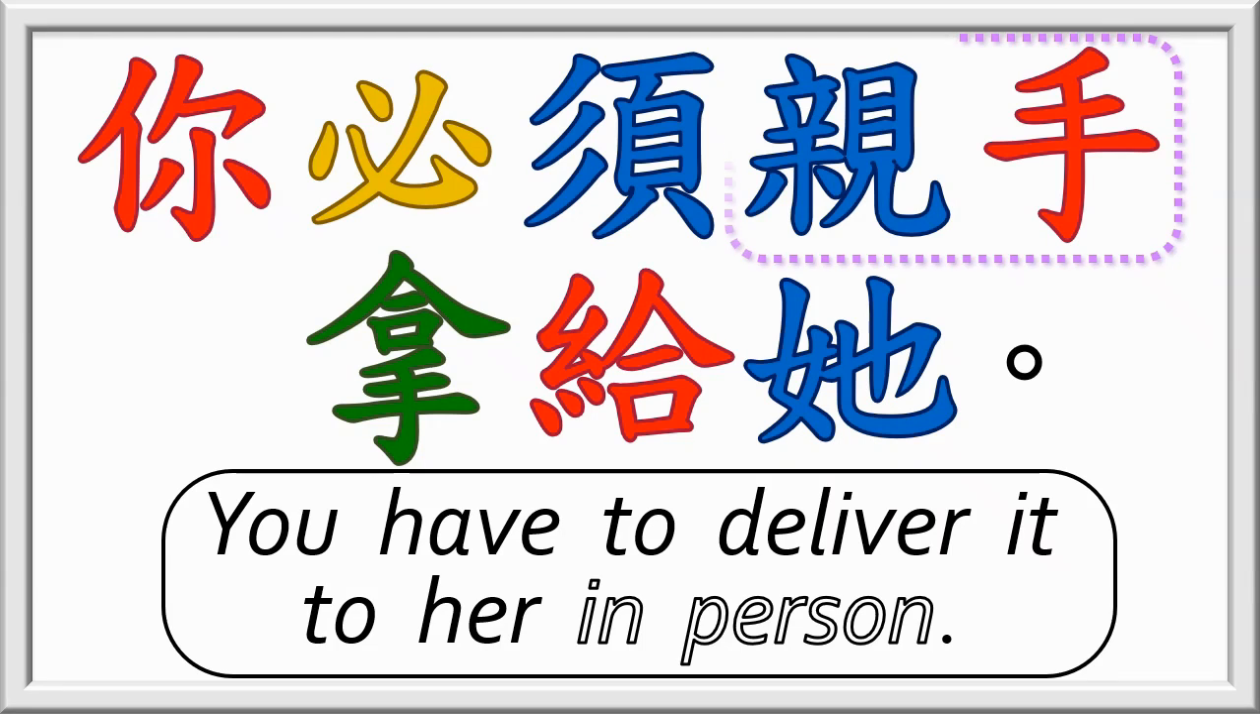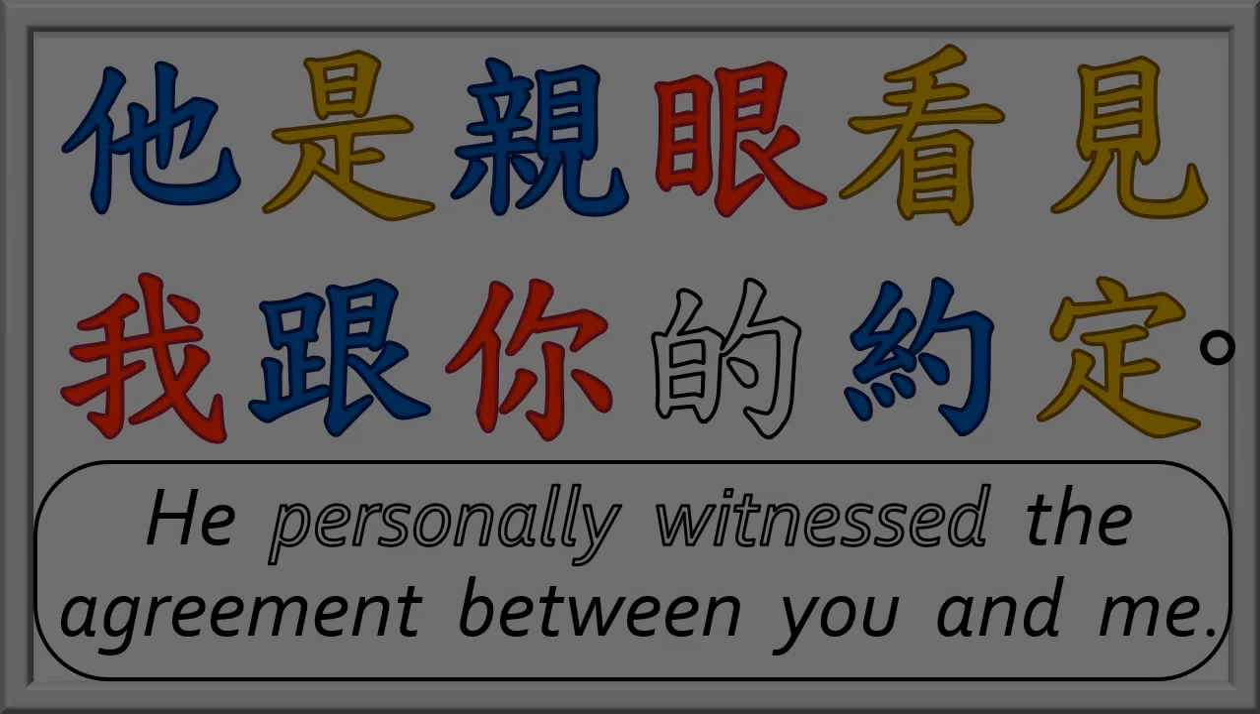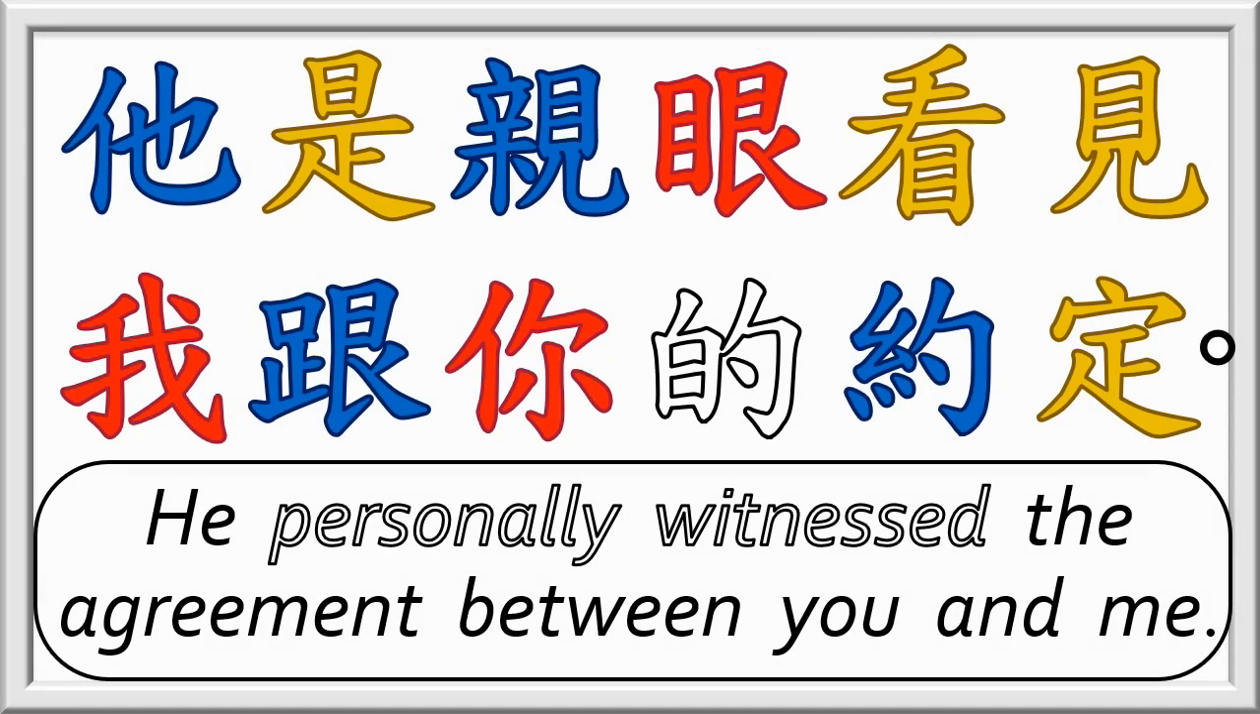No one is closer or more intimate than one's own self. So now 亲 in these next examples takes on the meaning of one's very own eyes, ears, mouth, and hands. 你必须亲手拿给她. You have to deliver it to her in person. 他是亲眼看见我跟你的约定. He personally witnessed the agreement between you and me.